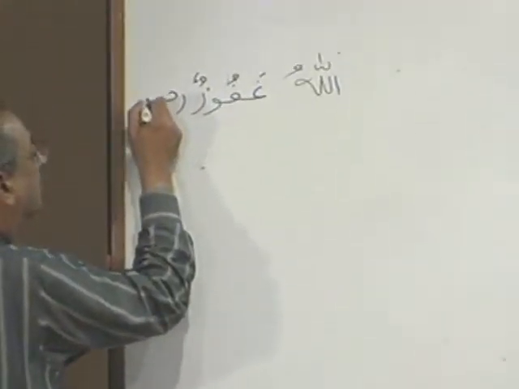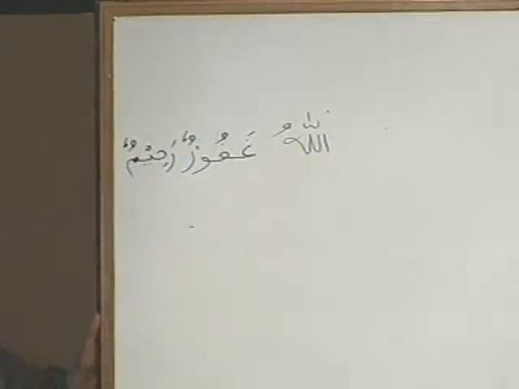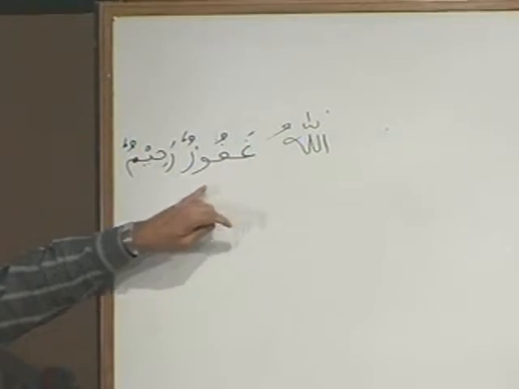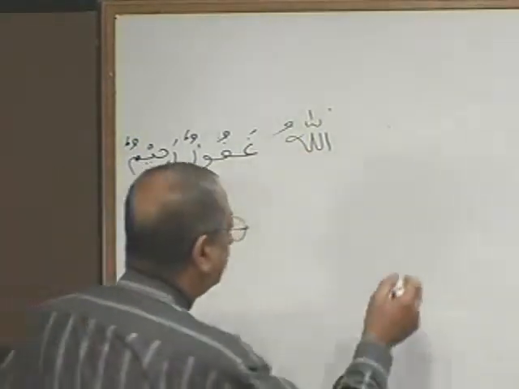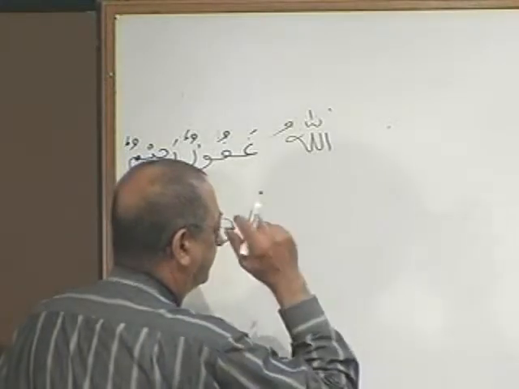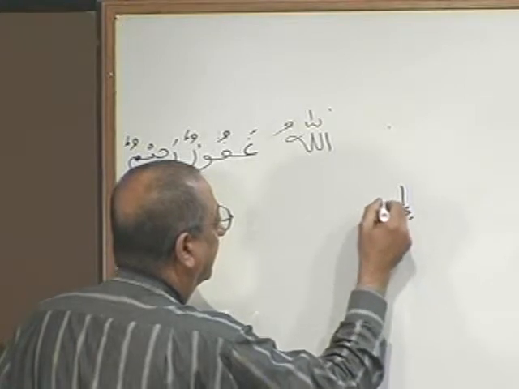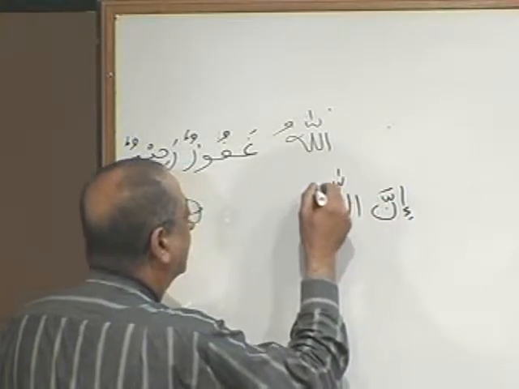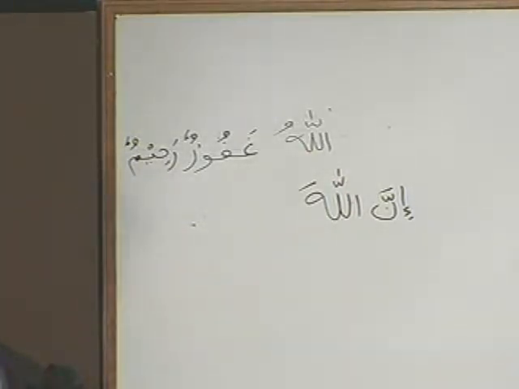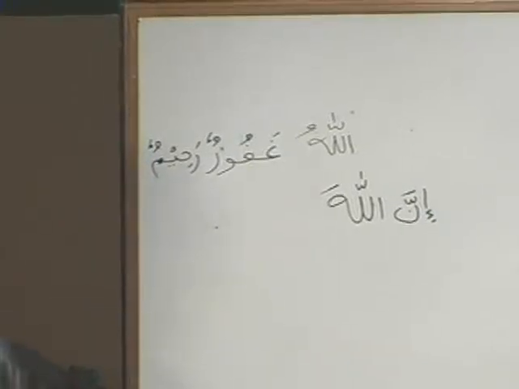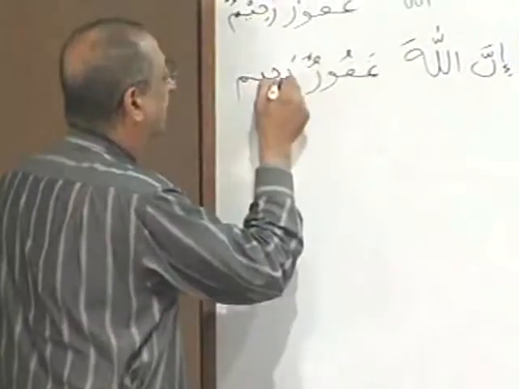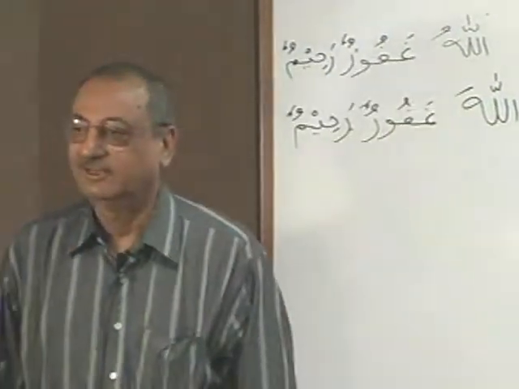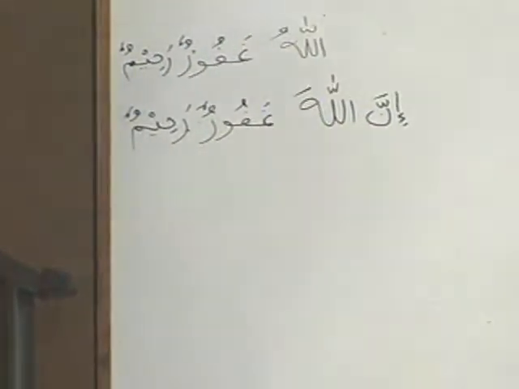Allahu Ghafurun Rahimun. Right? Okay? See, Ghafurun, indefinite. Rahimun, okay? Fine. Then I write here, Inna Allaha. Why, brother? I put Allahu there, now I am putting Allaha. Something is happening in the sentence. Okay? Inna Allaha Ghafurun Rahimun. Got the idea, brothers and sisters? Inna Allaha Ghafurun Rahimun. Correct?